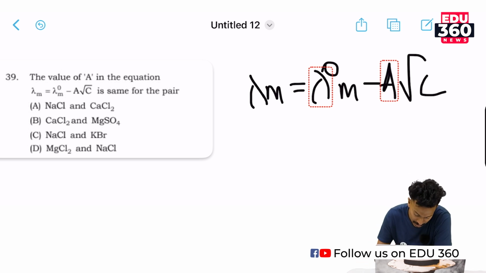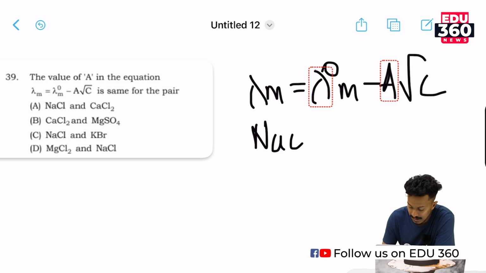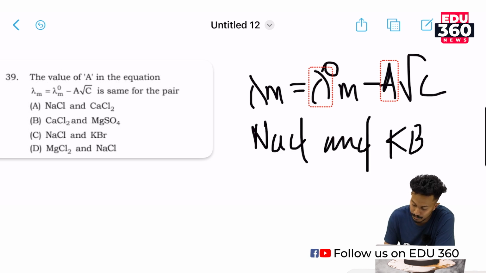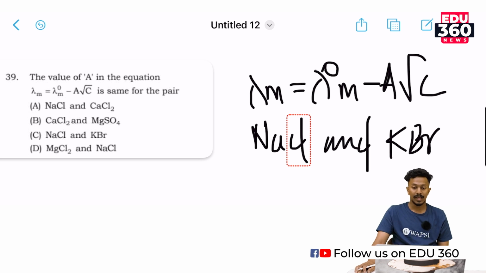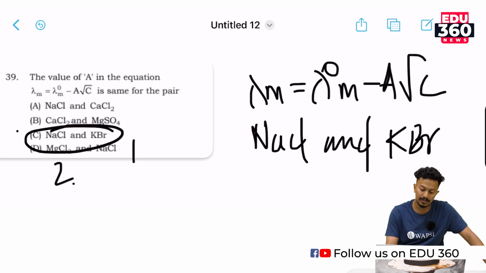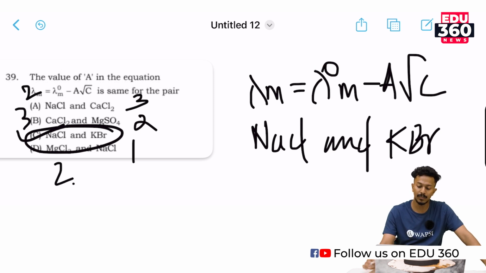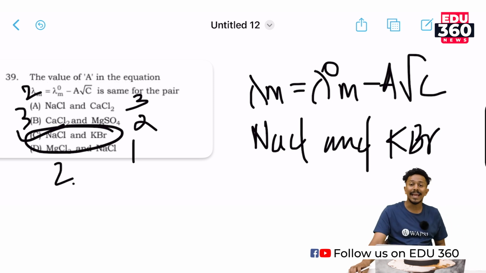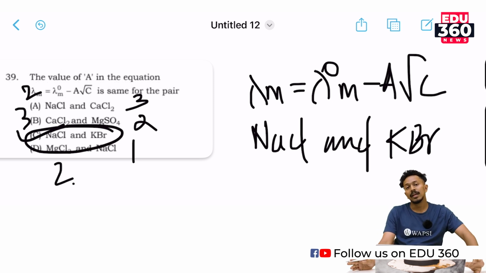So equal number of ions is only with NaCl and KBr, because both of them produce 2 ions each. MgCl2 produces 3 ions, whereas NaCl produces 2 ions. CaCl2 produces 3 and this produces 2. So the correct option for this question would be NaCl and potassium bromide, which produce an equal number of ions, and so the constant value A for both is the same.